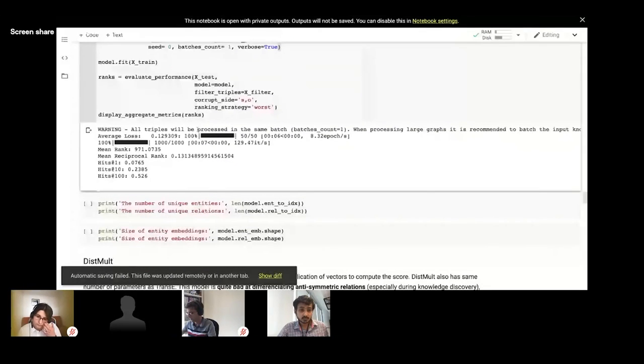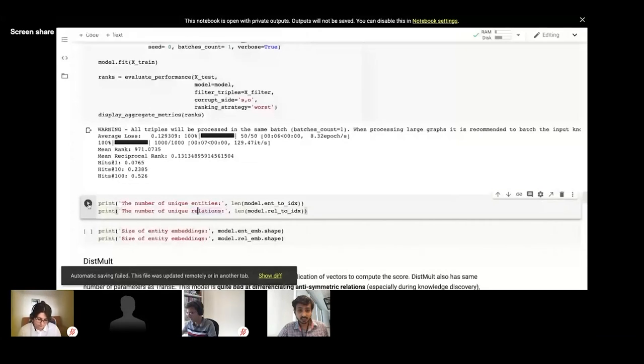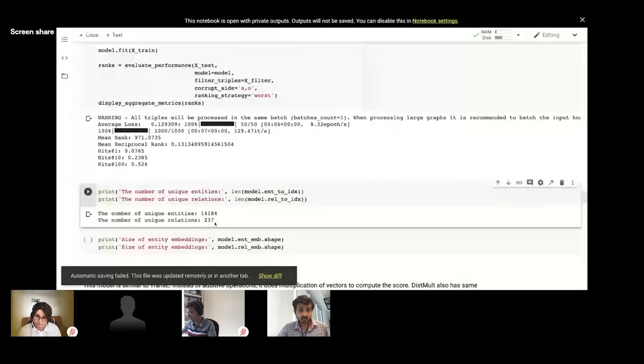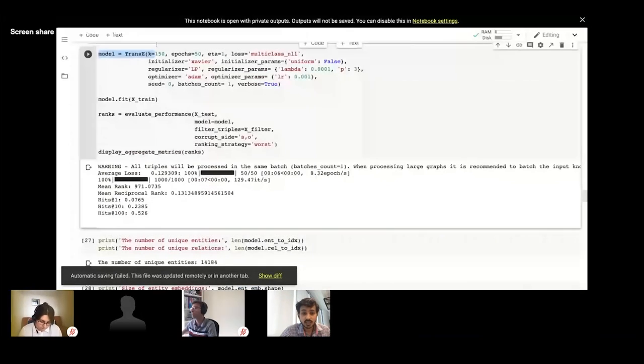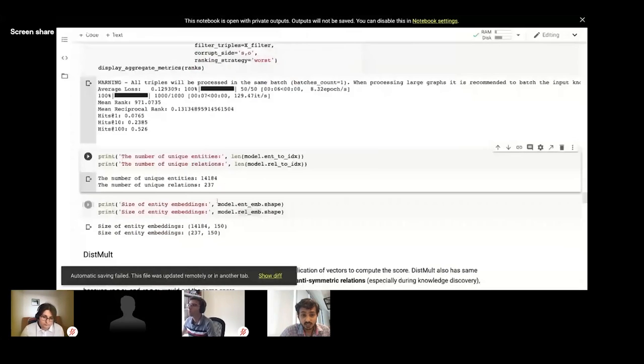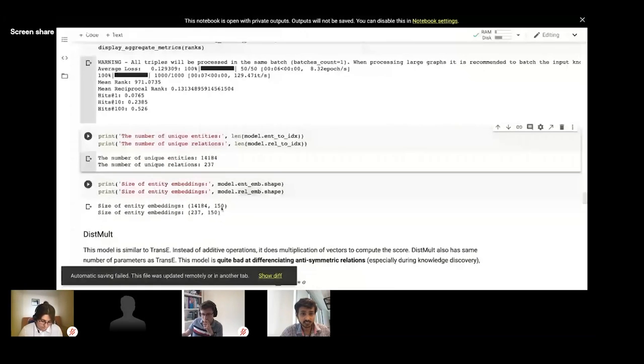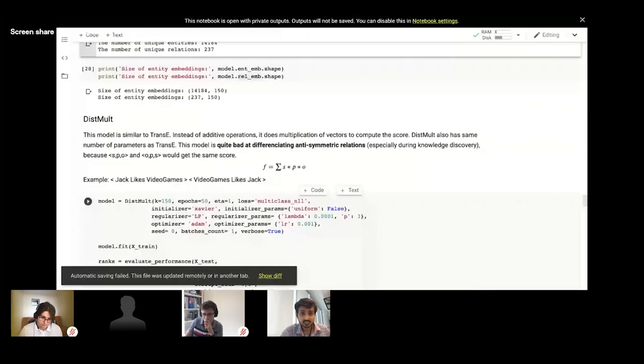Now, in this data set, we had 14,000 entities and 237 relations. If I run this cell, ent_emb is the entity embedding matrix that is learned, and this is the relational embedding matrix that's learned. So when I specified k equal to 150, internally the TransE model learned a matrix. For each individual entity and each relation that we had, it learned a vector of size 150. That's why you have 14,000 odd entries, each of dimension 150. And for relations, you have 237 by 150. So this is the size of the embedding matrix.